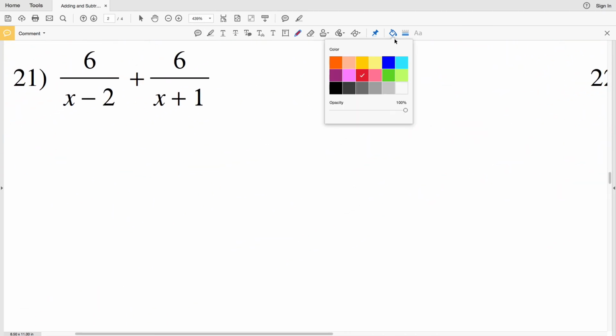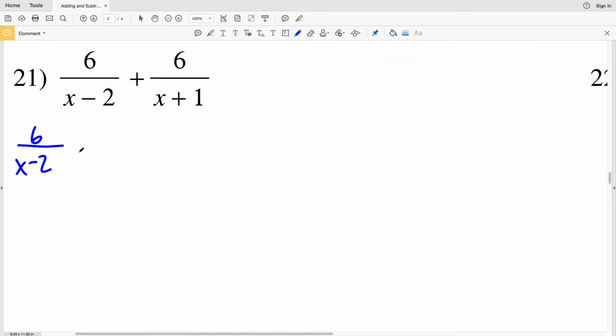Now on to number 21. We're going to take that first fraction, 6 over x minus 2, and multiply it by 1, and then add it to 6 over x plus 1, which is multiplied by 1. That first one that we're multiplying by will be x plus 1 over x plus 1. That second one that we'll be multiplying by will be x minus 2 over x minus 2.